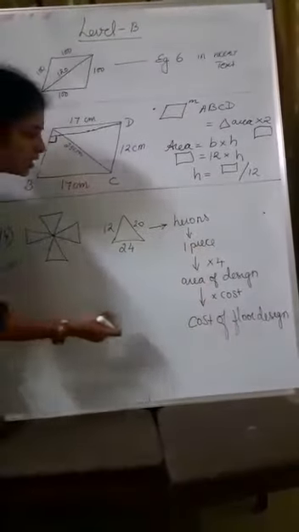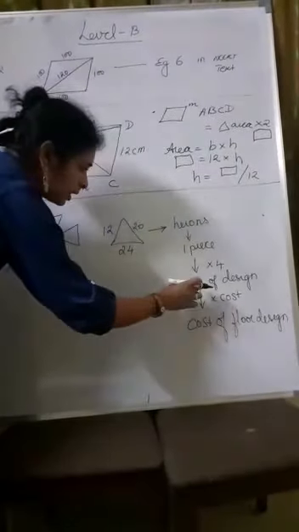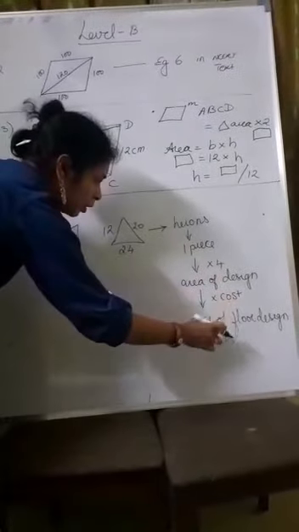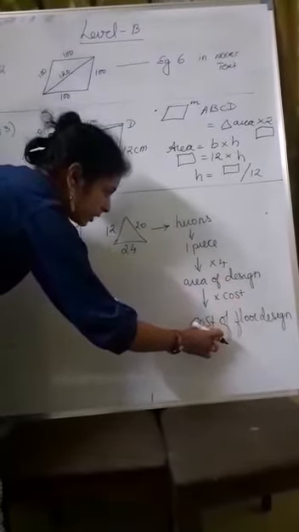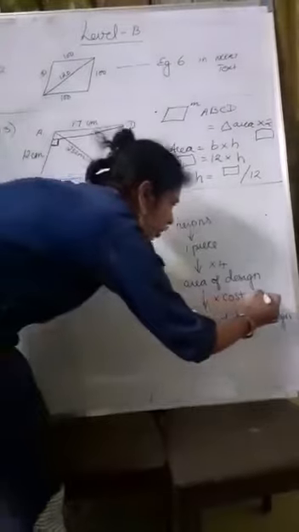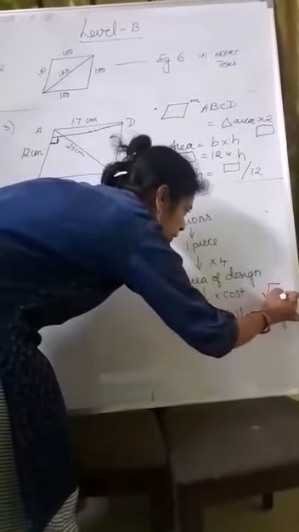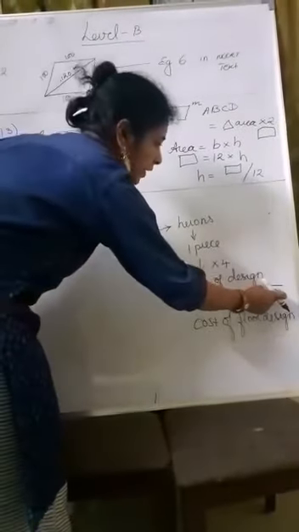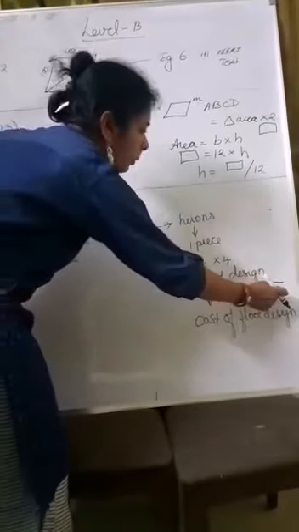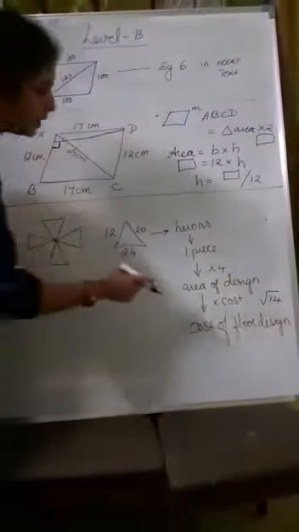The question is, find the cost. The total area multiplied by cost will be the cost for the floor design. Here the cost is given as root 14. Don't take it as root 14. Find the value of root 14 approximately to 2 decimal places and then multiply.